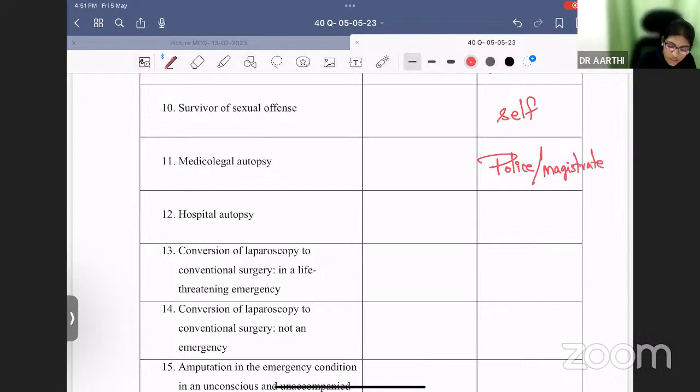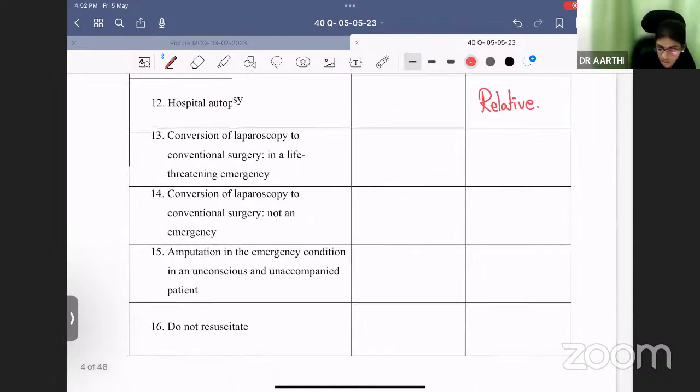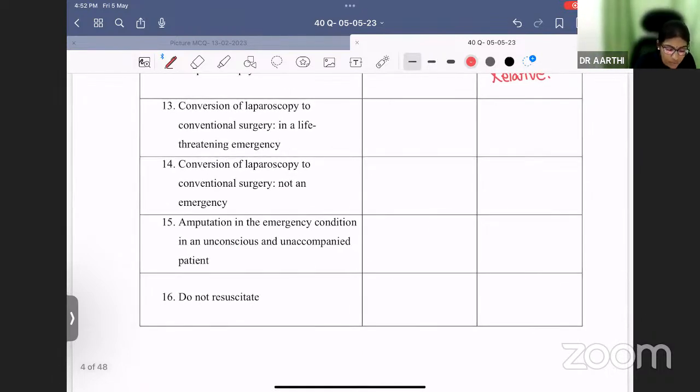Okay. Hospital autopsy, always the relatives. Hospital autopsies are those that you do for pathological purposes, right? To understand the pathology of it, you do the autopsy. Okay. Conversion of laparoscopy to conventional surgery in a life-threatening emergency. It's an emergency. You are protected. Go ahead. The doctor can go ahead. If it is not an emergency, wait for anesthesia.